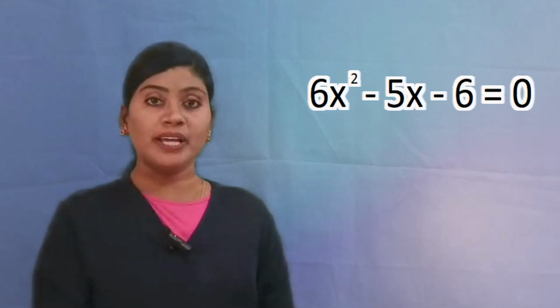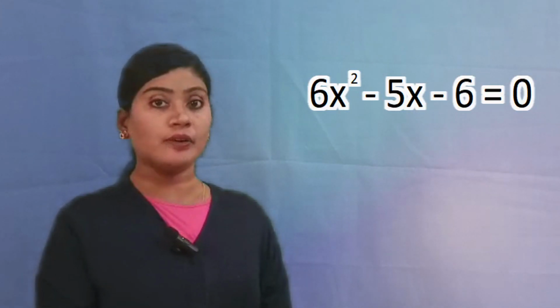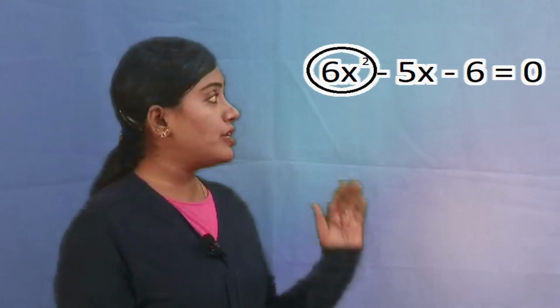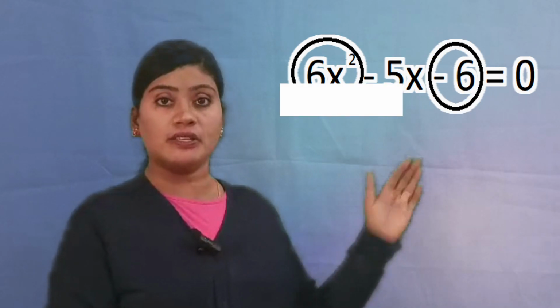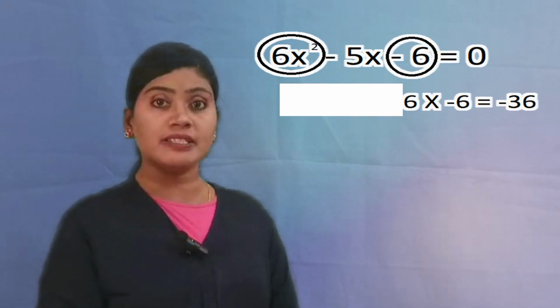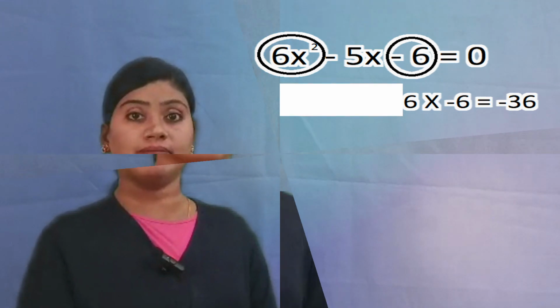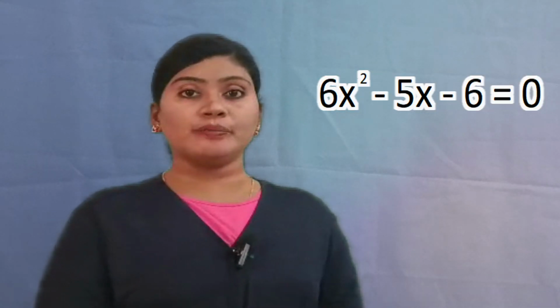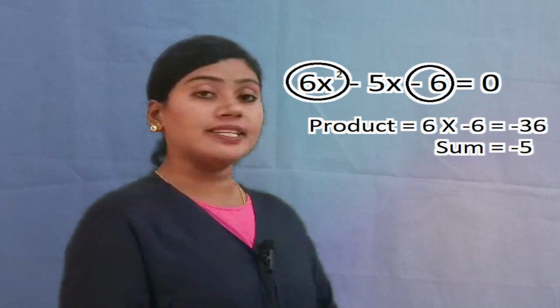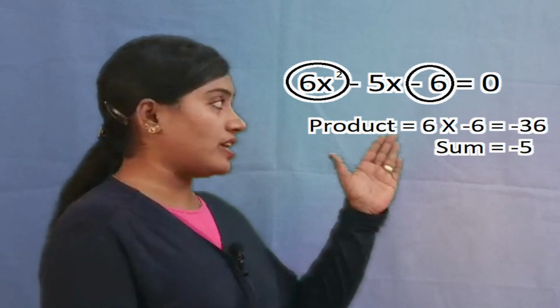Step 2. Multiplying the coefficient of x square and the constant term. Here the coefficient of x square is equal to 6, the constant term is equal to minus 6. So 6 times minus 6 is equal to minus 36. Step 3. Find the numbers. We have to find two numbers. Their product will be minus 36 and the sum will be minus 5.